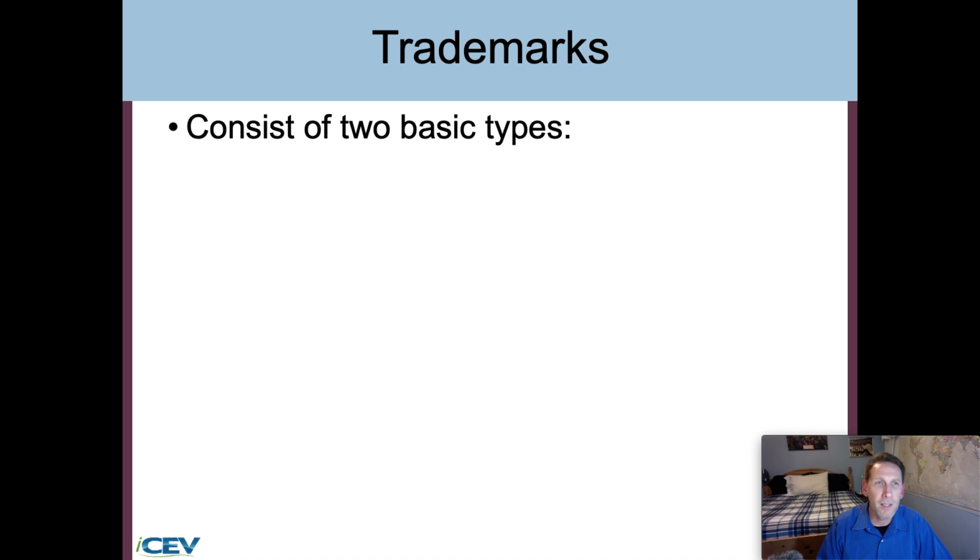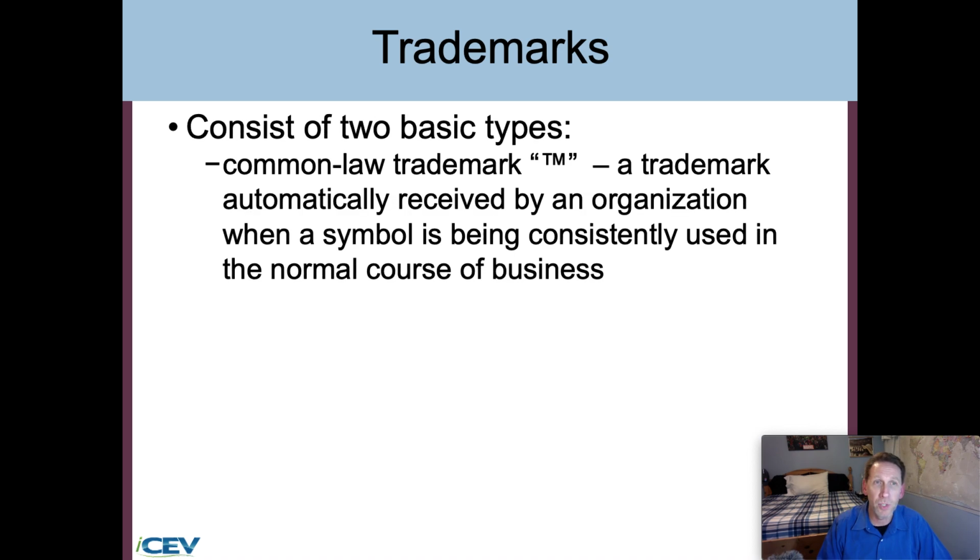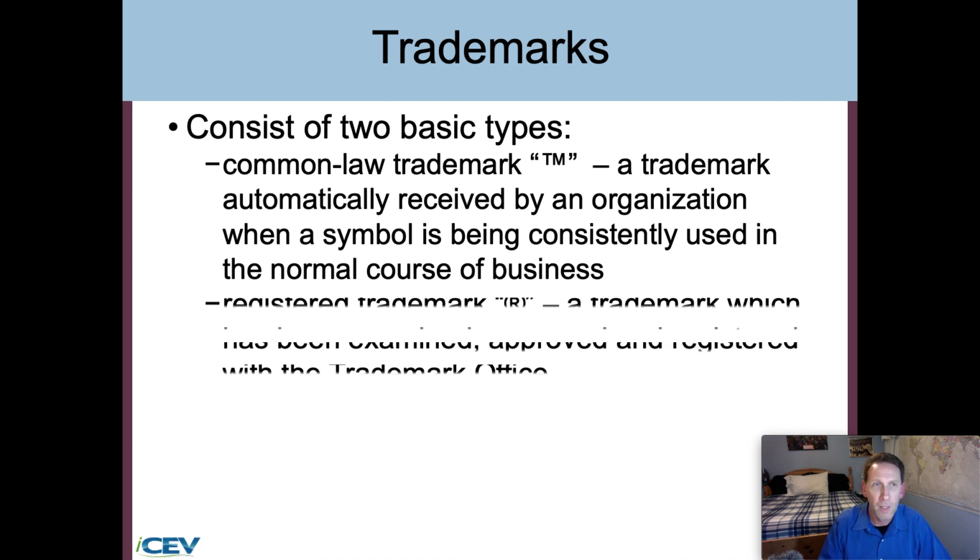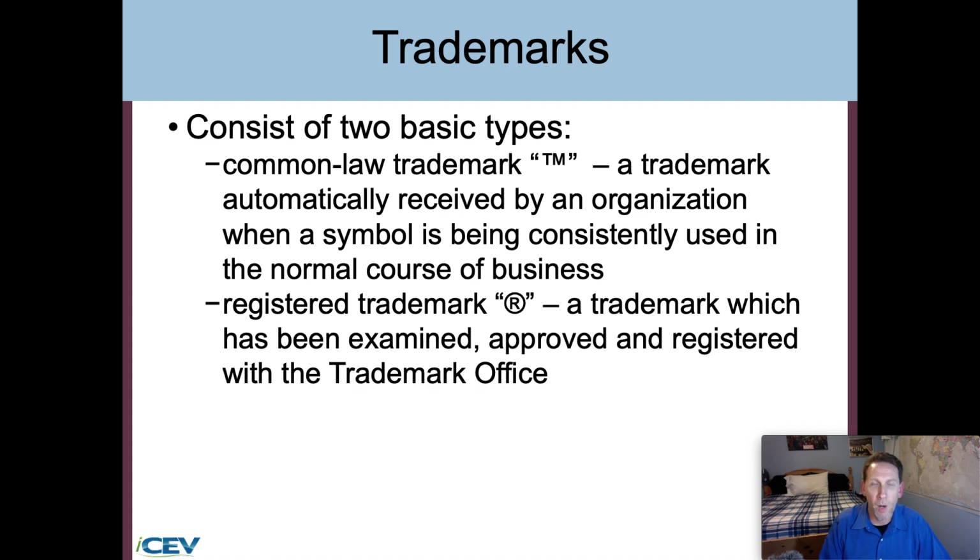Trademarks have two basic types. There's the common law trademark, where you see a TM. This is a trademark that automatically is received by an organization when a symbol is consistently being used in the normal course of that business. There's also a registered trademark. That's where you see an R with a little circle. This is a trademark which has been examined, approved, and registered with the Trademark Office.